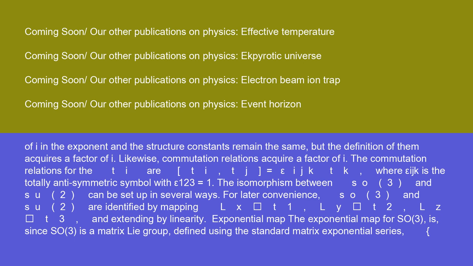The isomorphism between so(3) and su(2) can be set up in several ways. For later convenience, so(3) and su(2) are identified by mapping Lx to T1, Ly to T2, Lz to T3, and extending by linearity. Exponential map: the exponential map for SO(3) is, since SO(3) is a matrix Lie group, defined using the standard matrix exponential series.